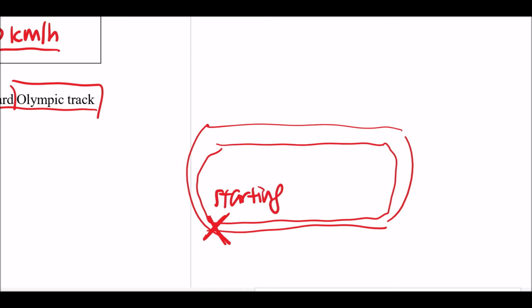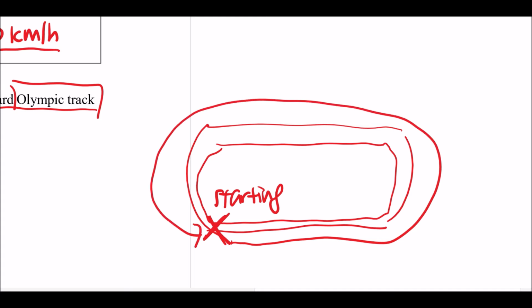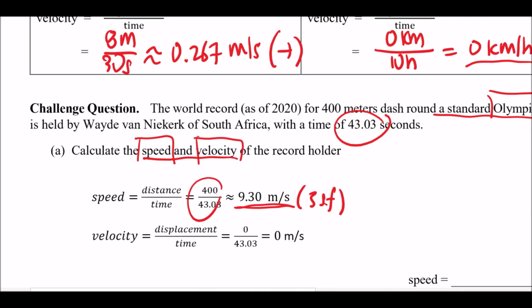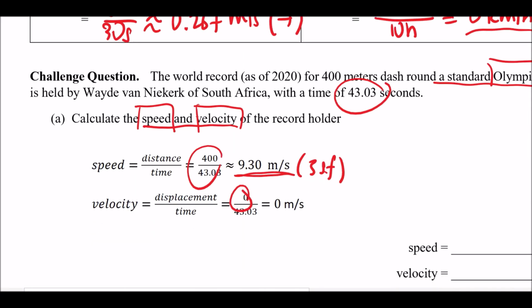So where is 400 meters? If you know the Olympic track, you will know that one full round of the track is exactly 400 meters. So this record holder ran 400 meters from the starting point and back to the same starting point again. So the displacement must be 0, and hence the velocity is 0 meters per second. Almost as if the person did not move at all, right? Which is pretty weird, but this is what velocity means.